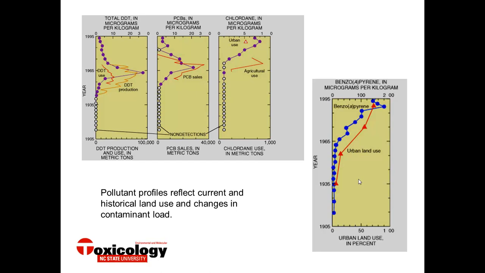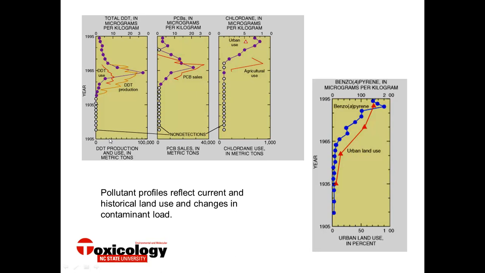Now here we see the profile for 4 separate toxicants. We have DDT, PCB, chlordane, and benzo[a]pyrene. In this case, they took sediment cores and fractionated them. Like I said, they took little sections of them, extracted and measured them, and then they looked for the presence of these different compounds.